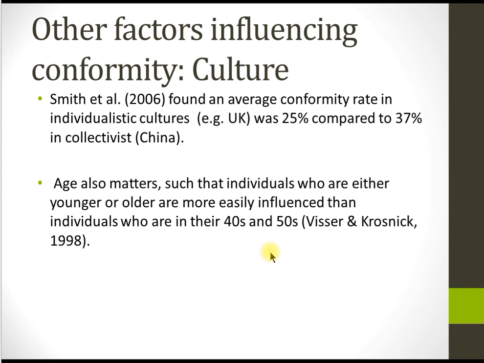Further research: in the specification it says you need to know task difficulty, unanimity and group size, but it's also worth noting that conformity rates differ, for example, between cultures. So in the UK we found a conformity rate of about 25%, but in collectivist China in 2006 the conformity rate was much higher at 37%. So the conformity rate in China 10 years ago is the same that it was in the United States 50 years ago.